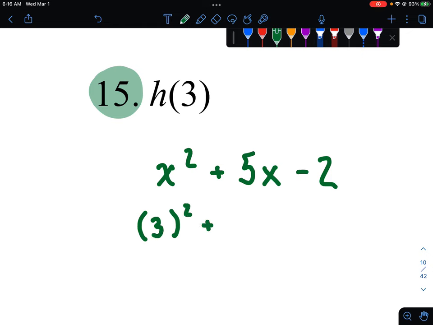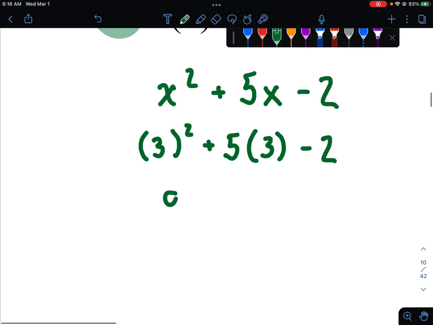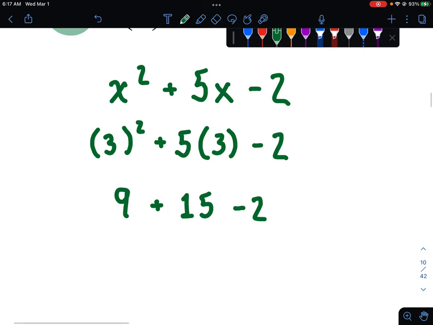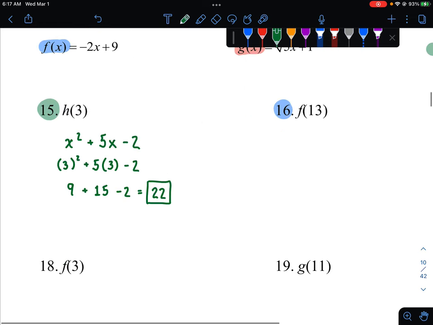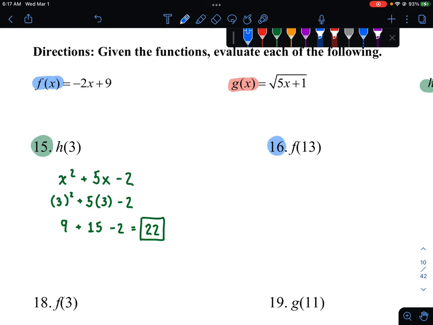And I'm going to replace those x values with 3's. That's it. H of 3 is just an instruction. They're telling me to replace every x value with a 3. So I just evaluate that, right? 3 squared is 9, plus 5 times 3 is 15. So it's 24 minus 2. So the answer there is 22. So you plug a number in, you get a number out.